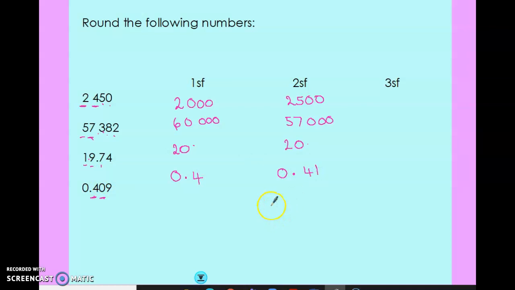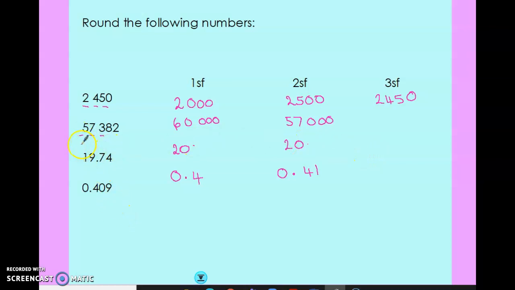Let's go through them once more, but this time to 3 significant figures. So that means we want 3 non-zero numbers. So the first one, with 2, 4, 5. After the 5 was a 0, so it's going to just stay as 2,450.